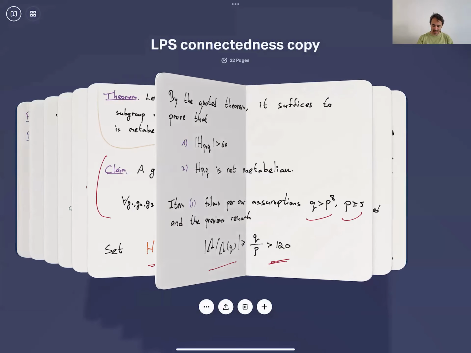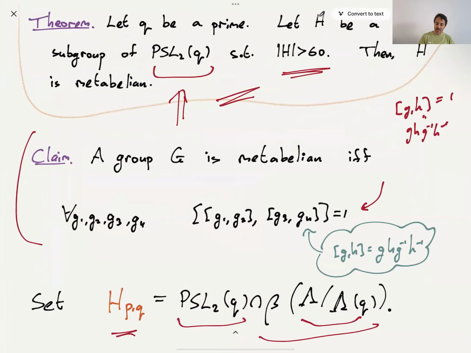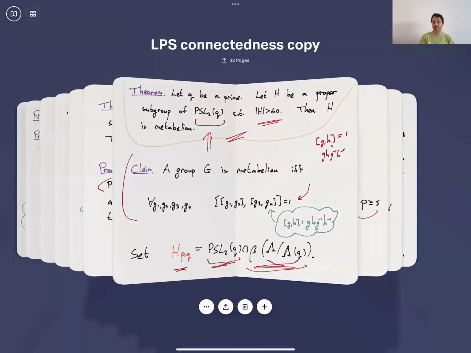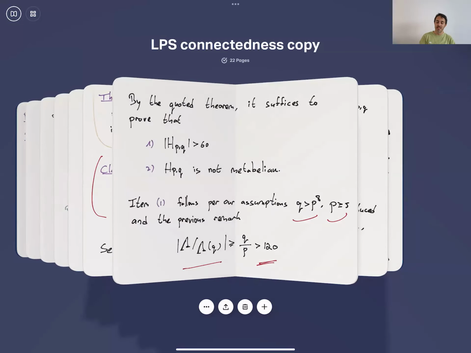And the point here is that HPQ is the intersection of PSL2Q and this thing which we know is of size at least 120. And PSL2Q has index 2 in PGL2Q. So at least one part has to be of size at least 60, because it's symmetric. So HPQ is of size at least 60, or more than 60.